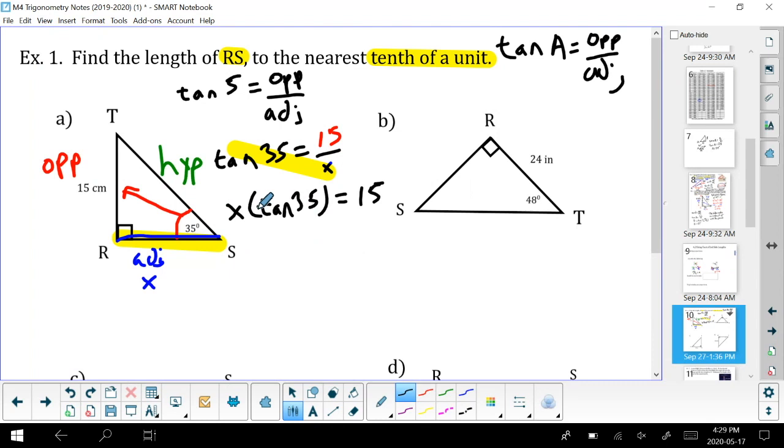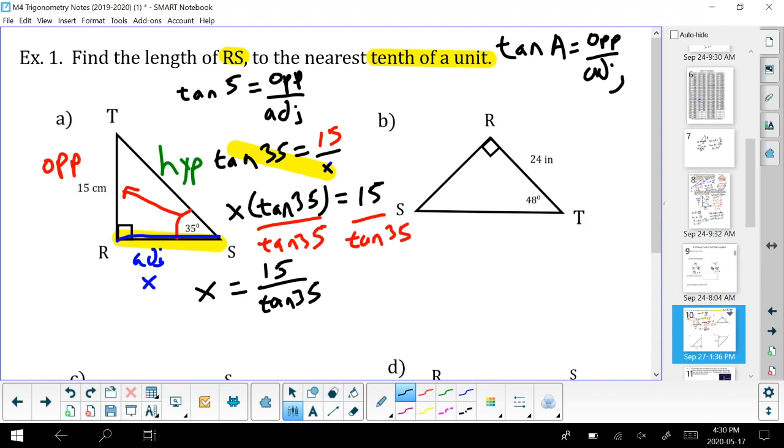So if I were to refer back to this, we can pretend that that tangent of 35 is just a number. I could just as easily have x times 5. Obviously, it's not 5, but that's really all we're doing there. So the reason why I bring that up is because we want to get that x by itself. I can now divide the left-hand side by the tangent of 35, and I can divide the right-hand side by the tangent of 35. So here I'm left with x is equal to 15 divided by the tangent of 35.